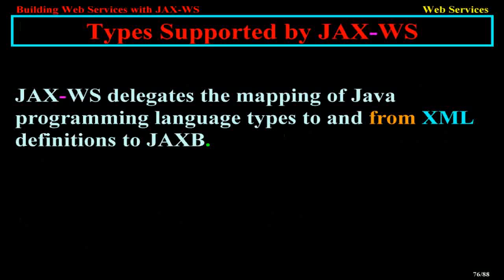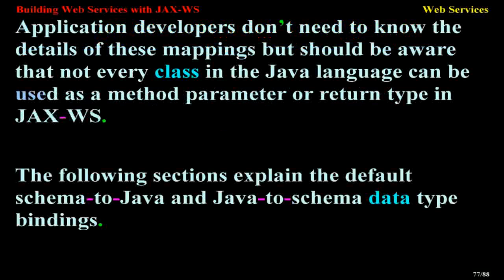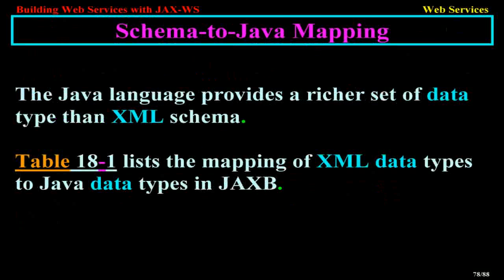Types Supported by JAX-WS. JAX-WS delegates the mapping of Java programming language types to and from XML definitions to JAXB. Application developers don't need to know the details of these mappings but should be aware that not every class in the Java language can be used as a method parameter or return type in JAX-WS. The following sections explain the default schema-to-Java and Java-to-schema data type bindings. Schema-to-Java Mapping. The Java language provides a richer set of data types than XML schema.